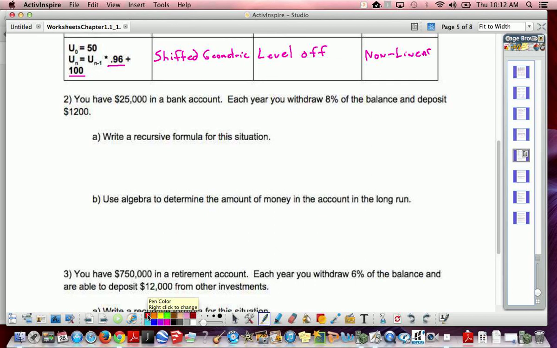Number 2 says you have $25,000 in a bank account. Each year you withdraw 8% of the balance and deposit $1,200. So it says write a recursive formula for the situation.